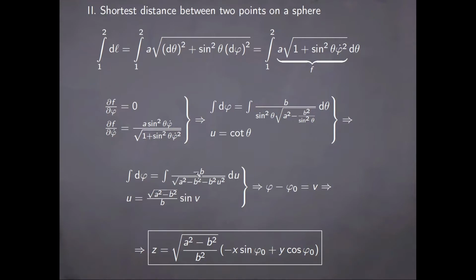So this proves that the shortest distance between 2 points on the surface of a sphere is a great circle, which is a circle having its center at the origin of the sphere.